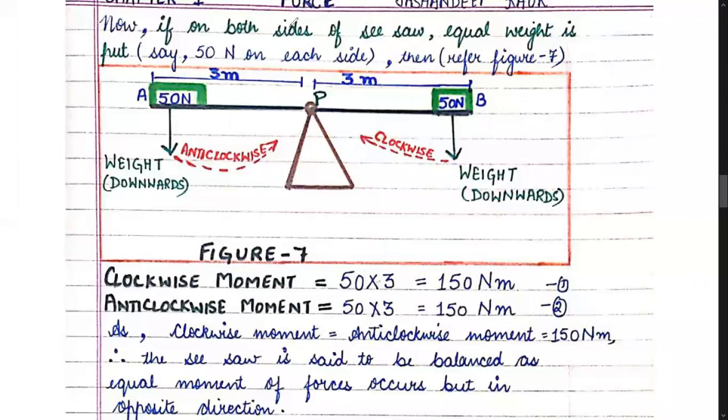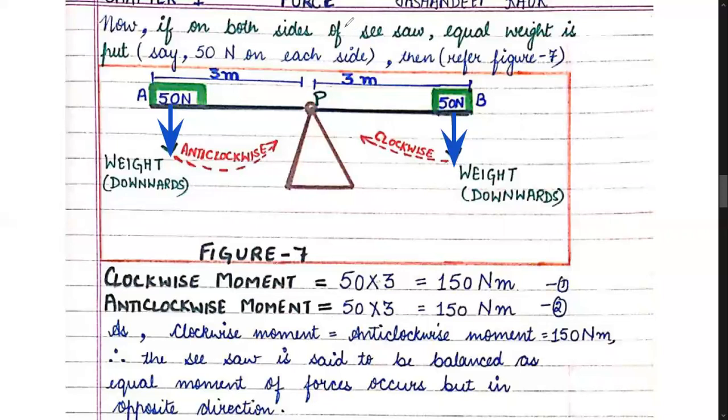We have a rod of seesaw of 6 meter length. From the pivoted point, the distance will automatically be 3 meter, since in case of a seesaw the pivot point always lies at the center. Now children, do this yourself. 50 Newton acting downward, 50 Newton on the other side also acting downward.